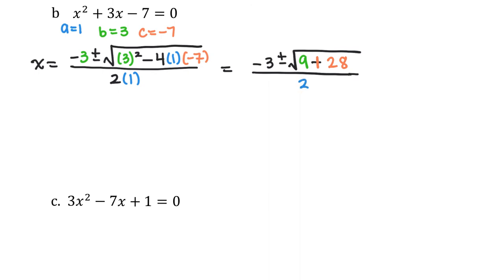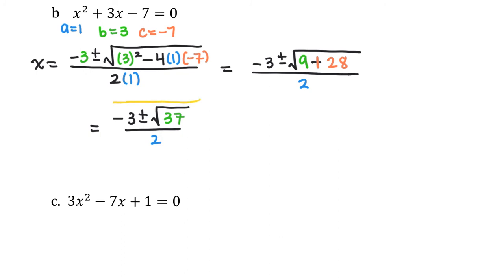Okay, let me go ahead and add up the radicand. Okay, in the radical, I have 9 plus 28. 9 plus 28 is 37. And I'm going to keep the denominator 2, and then I'm going to look at the radical, see if I can simplify it. Square root of 37 is irrational. I don't know the square root of 37. It's not a perfect square. Can I simplify it? No, 37 times 1 is all I can do.